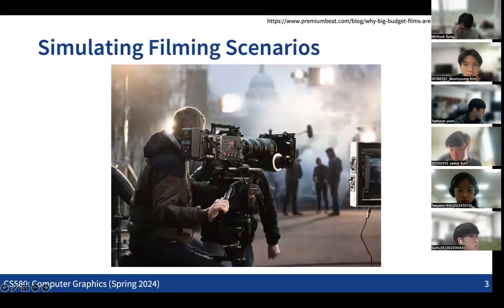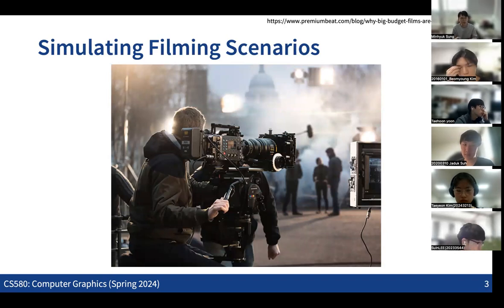So let's get into the basics of graphics. What we do in the computer graphics pipeline is basically simulating the situation where we are shooting a film. When you think about shooting a film, there are some essential components that we can think about in terms of how we're going to mathematically represent all the things. There can be multiple things.